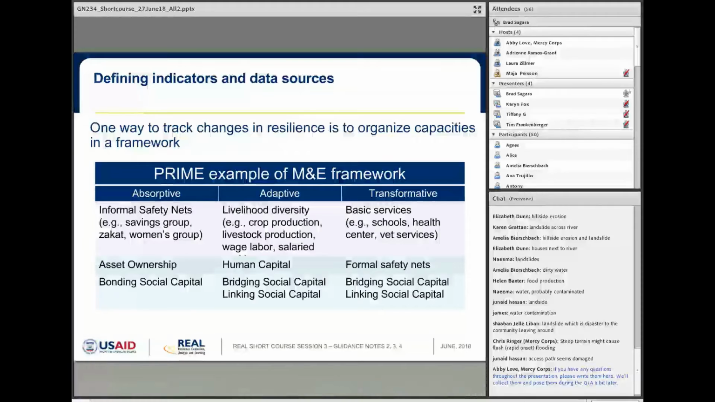Finally, I want to quickly wrap up. This is super important. This is an example of an M&E framework from the PRIME project in Ethiopia. Basically, the main point is we need to collect varied indicators at different time and spatial scales, depending on what are the capacities we want to measure. And finally, like with shocks, we need these objective and subjective measures collected over time. And with that, I'm going to hand it over to Tim to try and keep on time here.